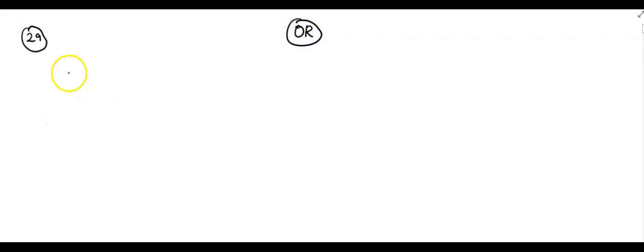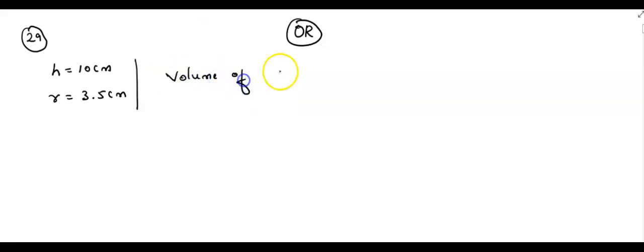So what is the given? Given here is height of the cylinder is 10 centimeter and radius of the cylinder is 3.5 centimeters. So here radius of the cylinder and radius of the hemisphere both remain same. They are asking us to find the volume of toy. Now first we have to write here what we have to find. We have to find volume of toy. How to find volume of toy?